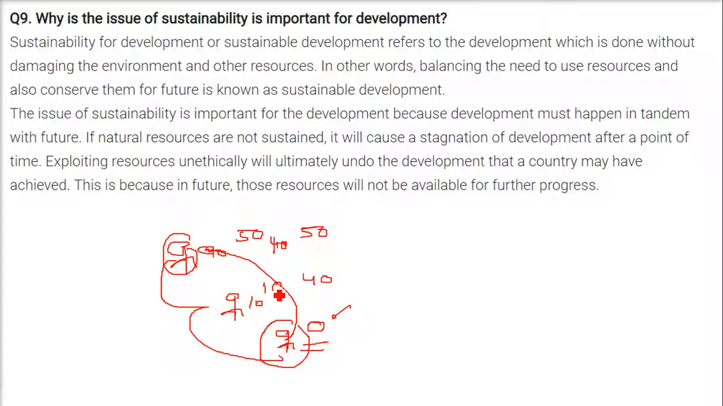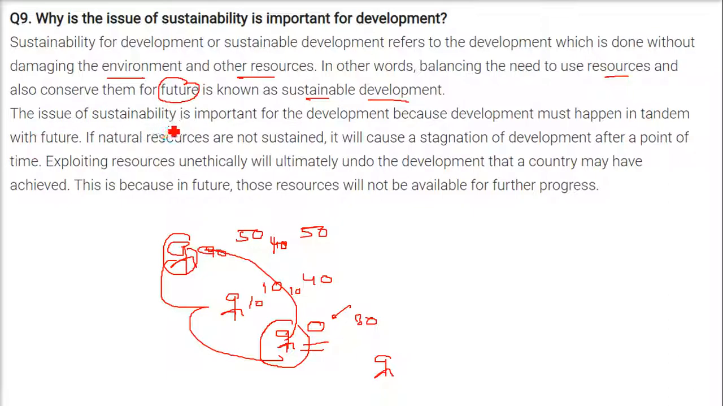40 will be here. Now he may use some 10, so 30 will be here. At least for a few generations, until other sources of energy can be harnessed, the other generations can live properly and live a happy life. So sustainable development refers to development which is done without damaging the environment and other important resources. In other terms, balancing the need to use resources and also conserve them for the future is known as sustainable development. Let us add future generations here.